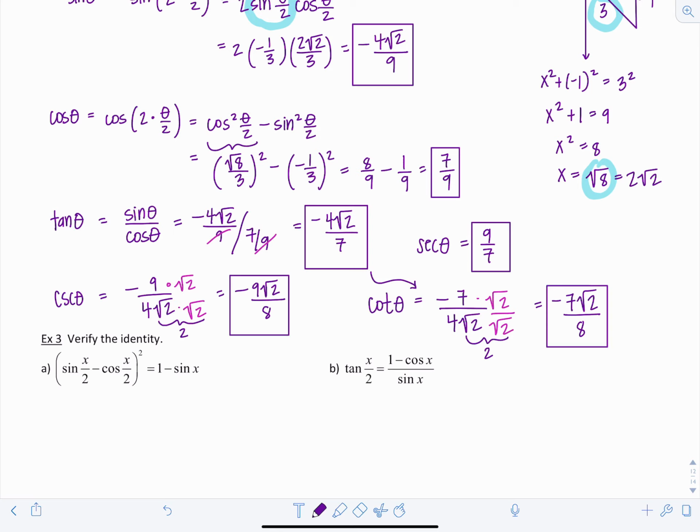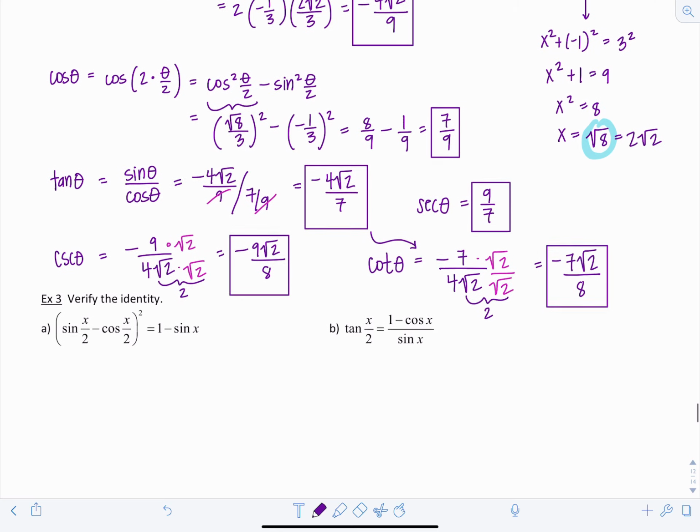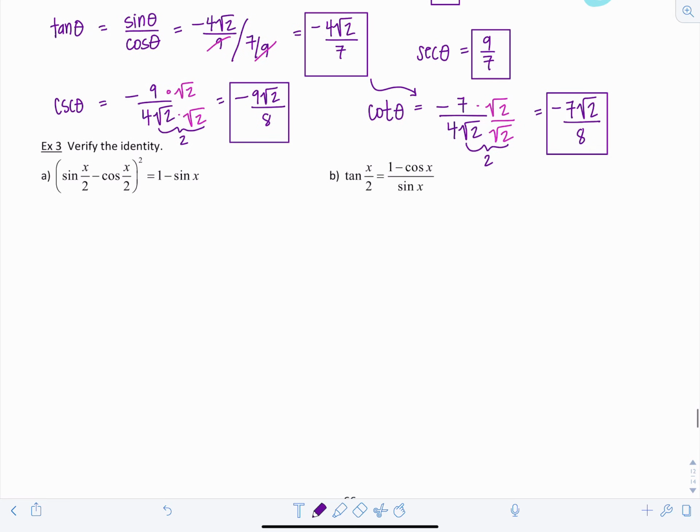So in this case, you actually use double angle identities, but it was in disguise a little bit, right? Okay. Last two examples are doing identities with the half angle formulas that we just went over.